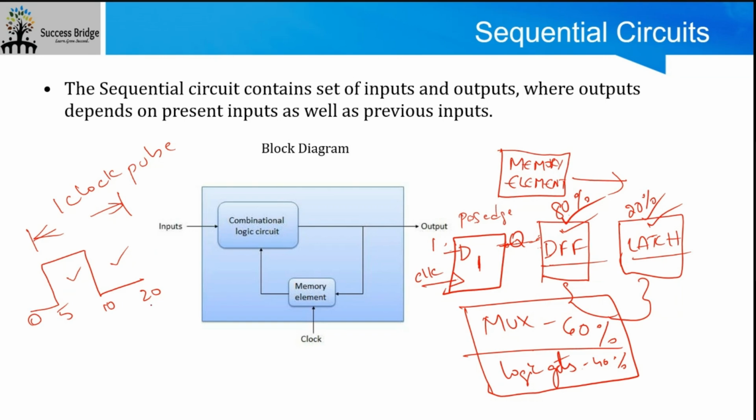So sequential circuits are meant for the representation of a combinational circuit plus a memory element. Now, if I give one value here, and this combinational logic circuit, let's say there are two inputs, 1 and 0. This is your AND gate followed by an OR gate.